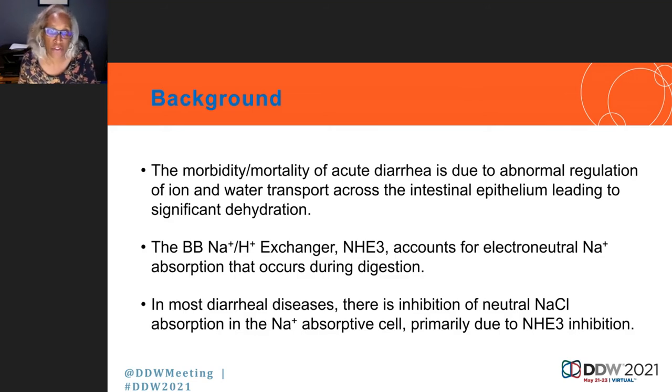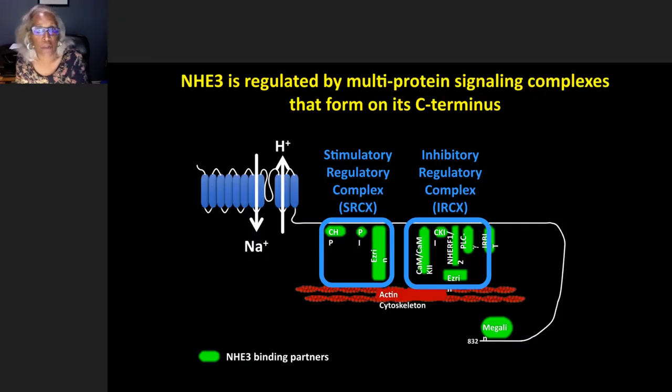The sodium hydrogen exchanger, or NHE3, accounts for electroneutral sodium absorption that occurs during digestion. In most diarrheal diseases, there is inhibition of neutral sodium chloride absorption in the sodium absorptive cell, primarily due to NHE3 inhibition. The NHE is regulated by a multi-protein signaling complex that forms on its C-terminus. Pay particular attention to the inhibitory regulatory complex, which shuts down NHE activity.